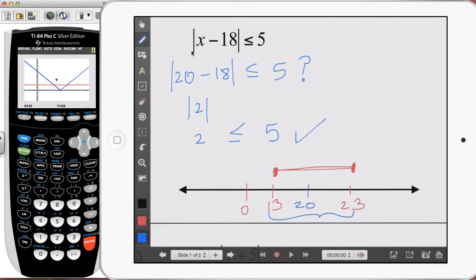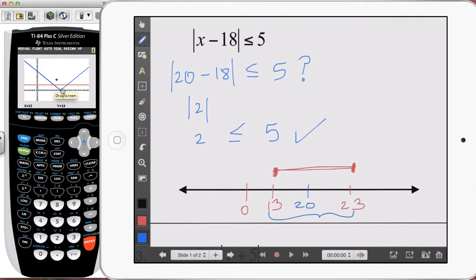Okay. Now you want your absolute value to be less than or equal to 5. It means you are only interested in the part of the V that is below your red line. So less than means below. As you can see, this part is below your red line, so you're only interested in this one.